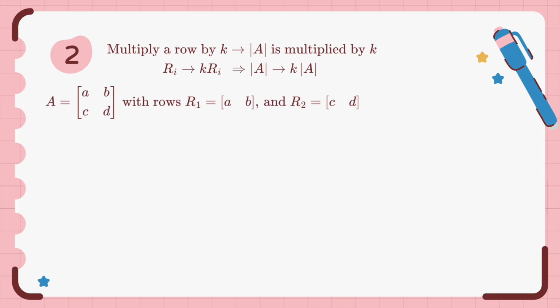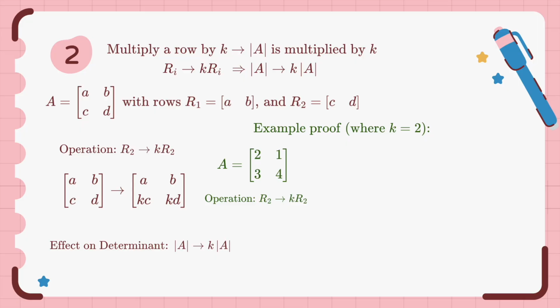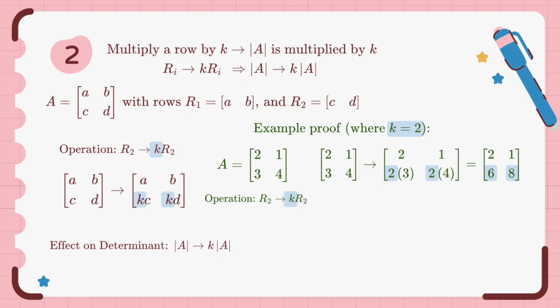So for a general 2x2 matrix A with row 1 as A B and row 2 as C D, and the operation being multiplying row 2 by k, the new matrix becomes A B on top and kC and kD on the bottom, where the effect on the determinant is multiplied by k. Looking at an example where k equals 2 and A is the same example as before, the bottom now becomes 2 times 3 and 2 times 4, so 6 and 8.